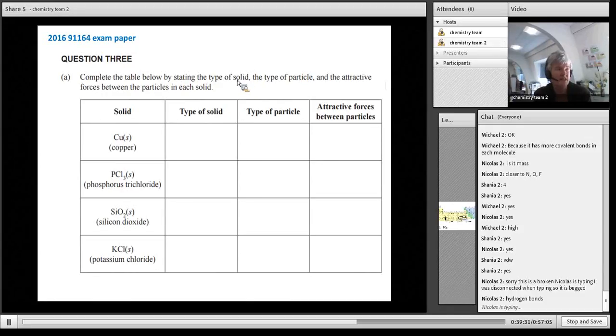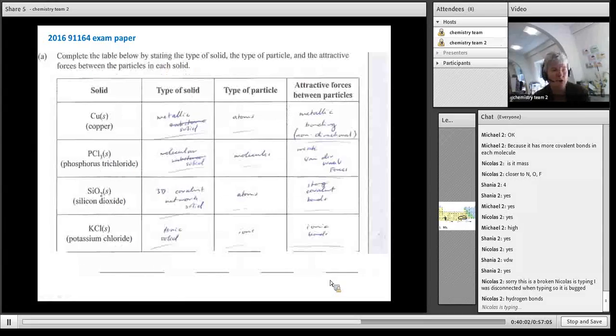The type of particle in that substance, so is it cations and anions? Is it metal atoms, ions, and the delocalized electrons? Is it non-metal atoms? Is it molecules? And the attractive forces between the particles: is it a metallic bond, ionic bond, covalent bond, or intermolecular forces of attraction? So that's the question, and here's an example of a person that got excellence.